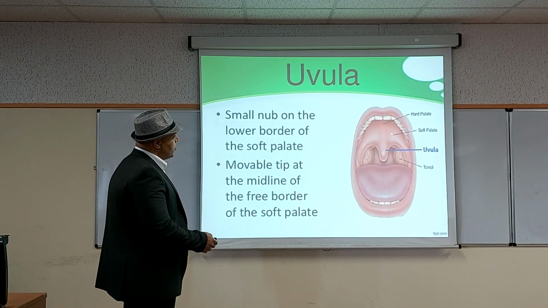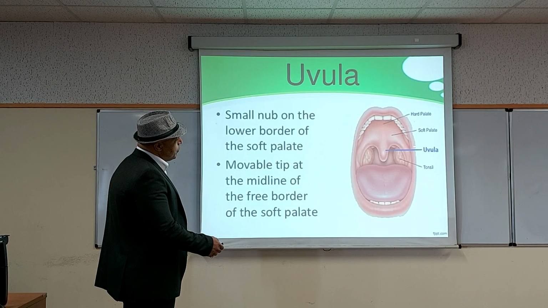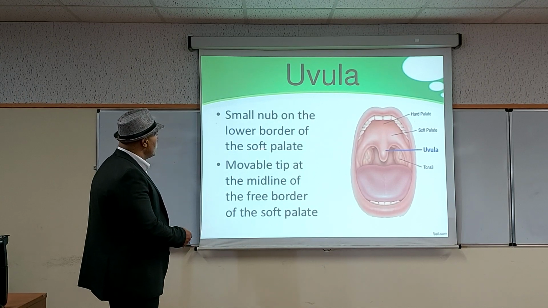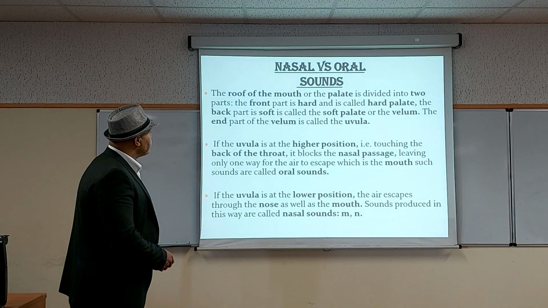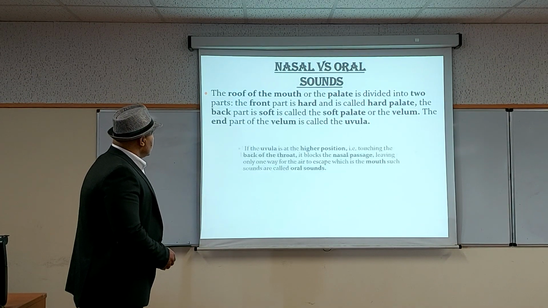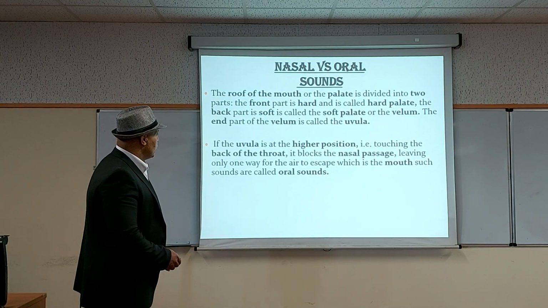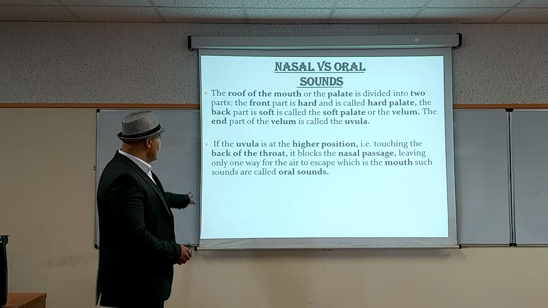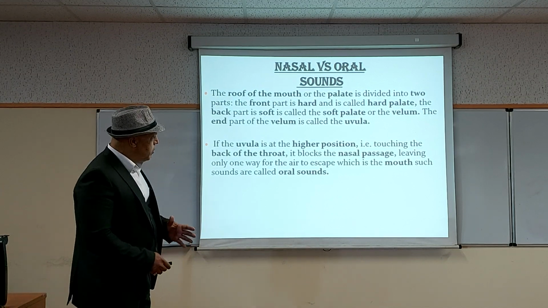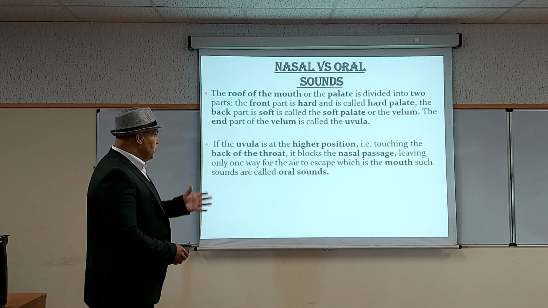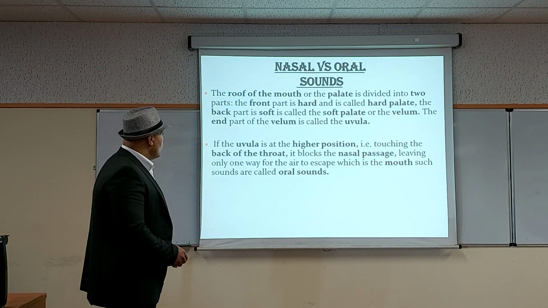So here, this is the mouth. We have the hard palate, and then we have this part which is flexible, which is movable, and it is the soft palate. The end of it is the uvula. It is a small node on the lower border of the soft palate. So, if the uvula is at the higher position, touching the back of the throat, it blocks the nasal passage, leaving only one way for the air to escape, which is the mouth. Such sounds are called oral sounds, and we are going to see them in this chart here.